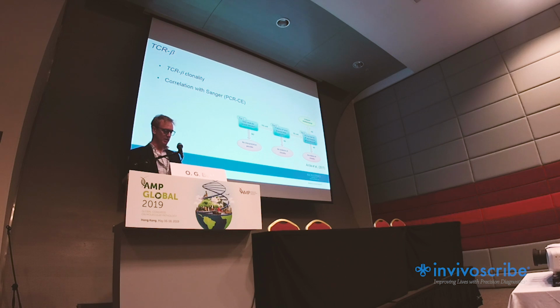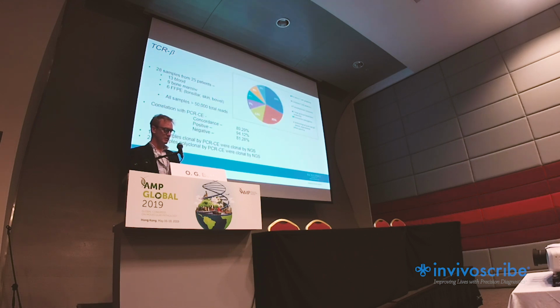Again, we used the same definition of clonality, and we correlated our results with direct sequencing. In total, we analysed 28 samples from 25 patients, and the breakdown of the T-cell disease is shown there in the pie chart. The important message from this slide really is that the samples were taken from various different sites within the body, and including 6 FFPE samples, but all the samples had greater than 50,000 total reads.